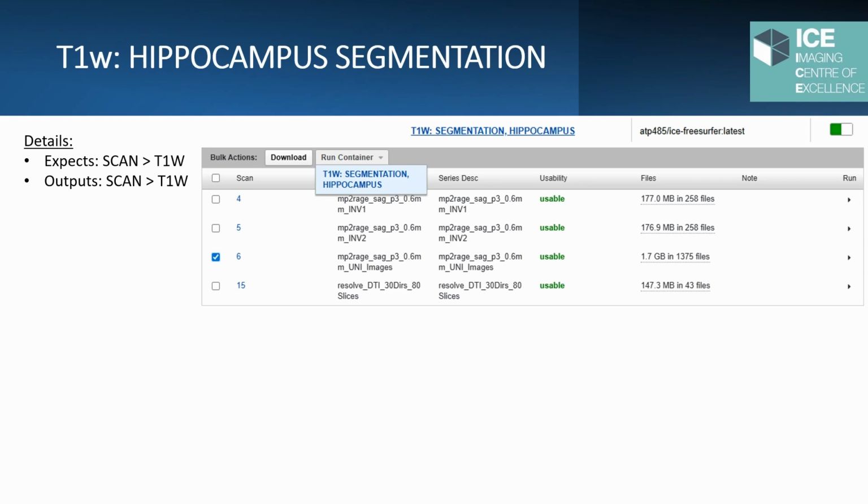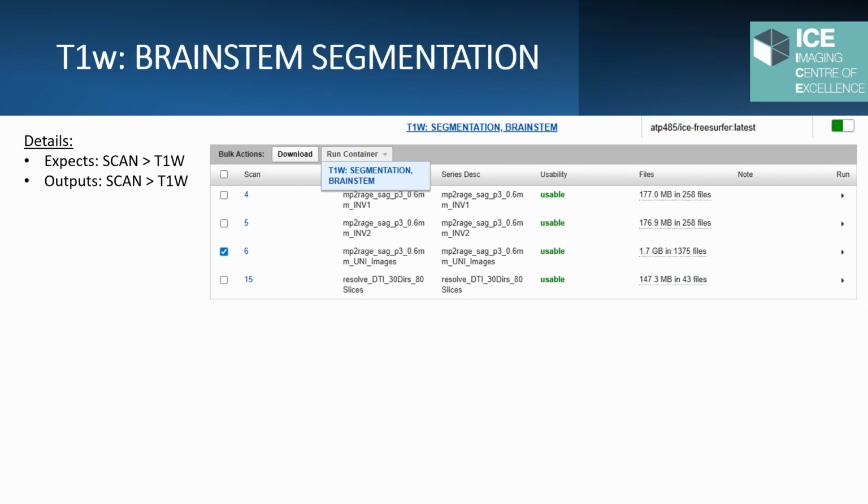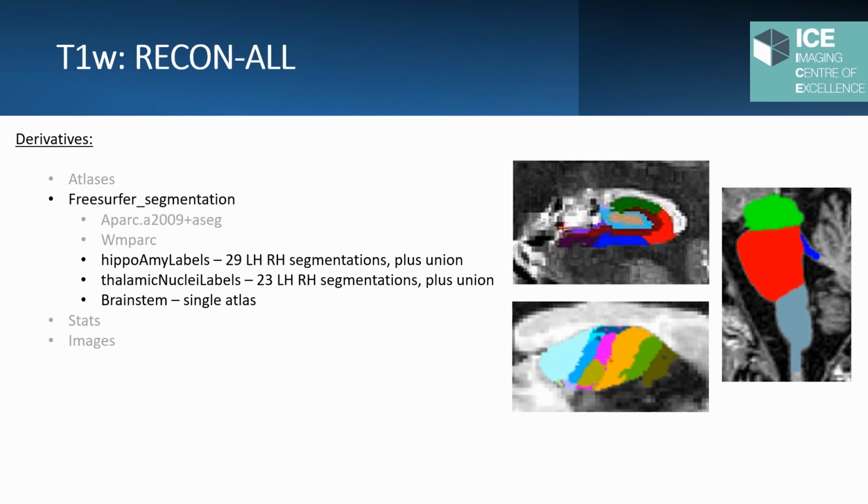So once we've run Recon-All and we have that FreeSurfer subject directory, if we want, we can then run any of the further FreeSurfer automatic segmentation functions for the hippocampus, the thalamus, or the brainstem. And again, these outputs will all be placed into that derivatives folder in the T1 weighted resource. And for the hippocampus and the thalamus, we output the parcels as individual parcels again. And this is still to be implemented for the brainstem, as it only contains 4 different parcels.